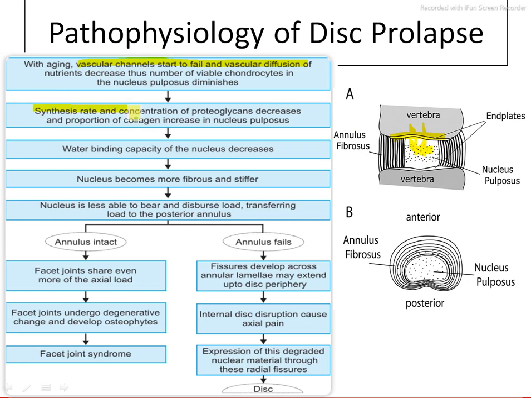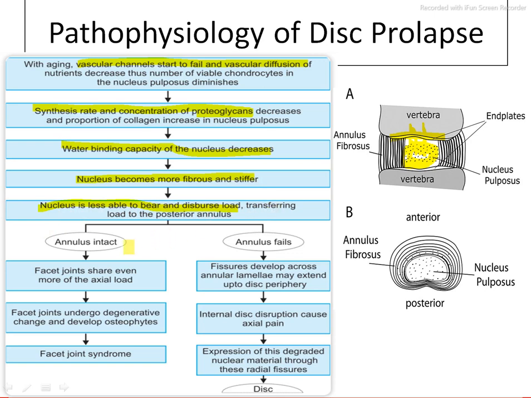So the synthesis rate and concentration of proteoglycans is decreased. You see here, now the content of the proteoglycans in the nucleus pulposus is decreased. So what are proteoglycans? Proteoglycans are negatively charged and they are hydrophilic, so they tend to attract water. When the content of proteoglycans decreases, the water binding capacity of the nucleus also decreases. Now what happens? The nucleus is dehydrated. Because of that, it becomes more fibrous and stiffer. Now the nucleus is less able to bear and disperse the load. So the normal biomechanics has now been hampered.